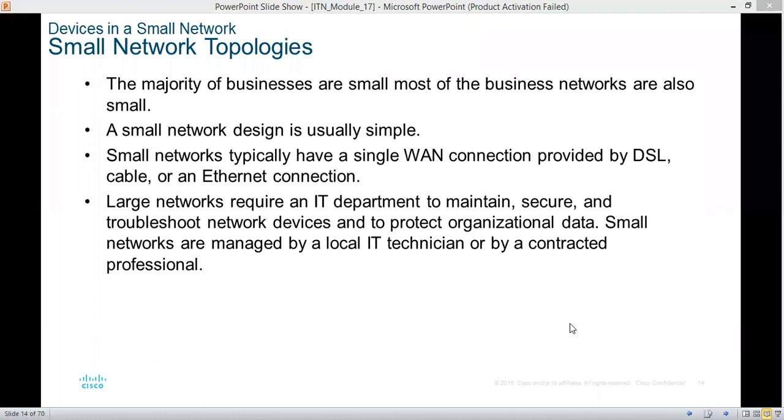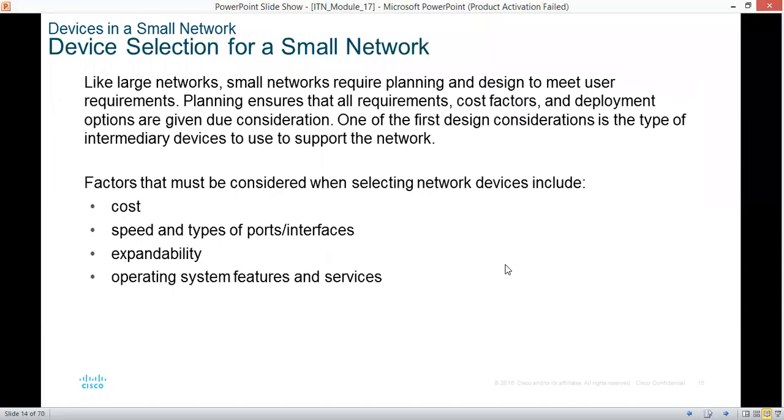So the small network topologies now, the majority of the businesses are small. Most of the business networks are also small. So a small network design is usually simple. Small networks typically have a single WAN connection provided by DSL, cable or Ethernet connection. Large networks require an IT department to maintain, secure, troubleshoot network devices, and to protect organization data. Small networks are managed by a local IT technician or by a contracted professional.